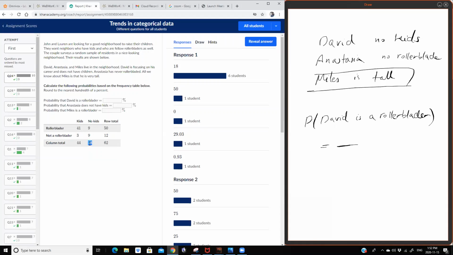From these 18 people, 9 of them rollerblade and the other 9 do not rollerblade. So what is the probability that David is among the 9 who rollerblade? That's going to be 9 over the total of 18. So that's going to be 1/2 or 50%.